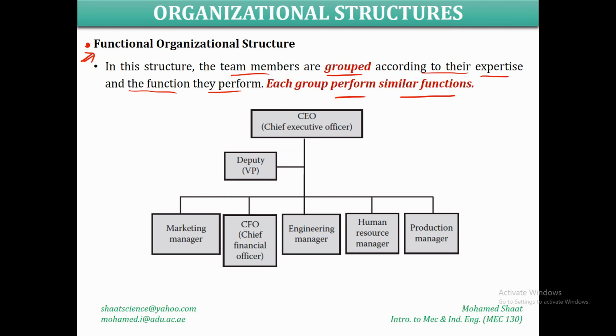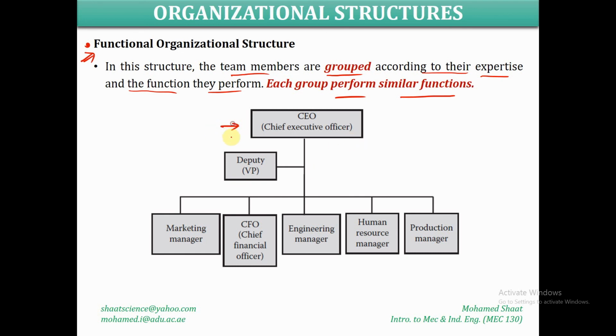But for the functional organization, it is different. As a mechanical engineer, for example, you are only going to deal with mechanical engineers. As a civil engineer, you are only going to deal with civil engineers. So you deal with people of a similar background to yours. It is a different structure, where people are grouped according to their expertise and the function they can perform, and every group does similar functions.